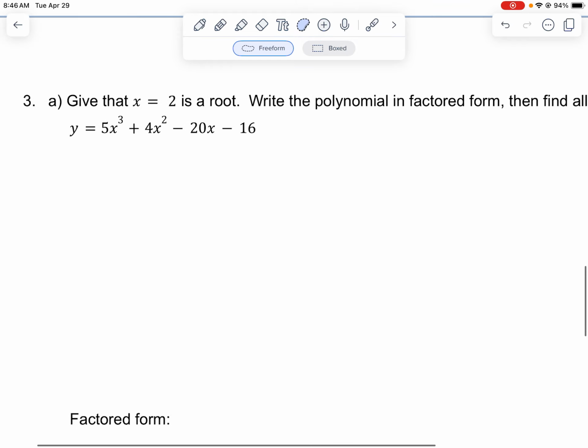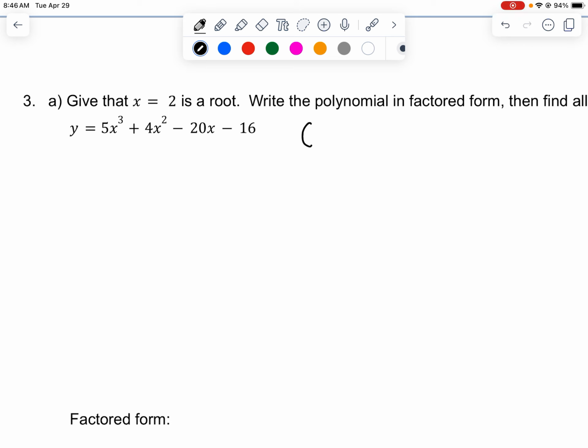On question 3a, they tell you x equals 2 is a root. It's a zero of the given polynomial. What that really means, and this is what you have to write, is that when they say x equals 2 is a root, that means x minus 2 is a factor. You subtract whatever they say the root is from x, and that becomes a factor. So now we're going to divide x minus 2 into the polynomial.